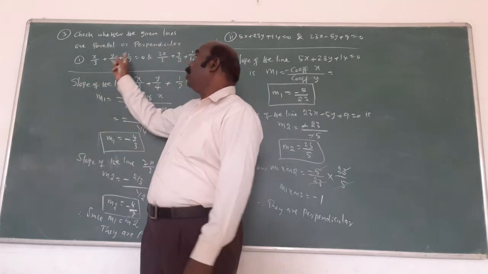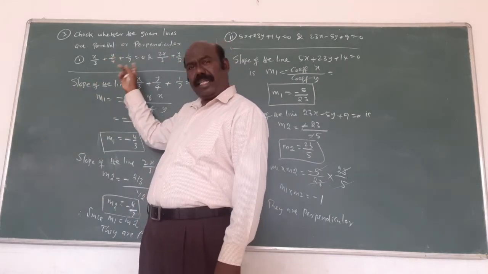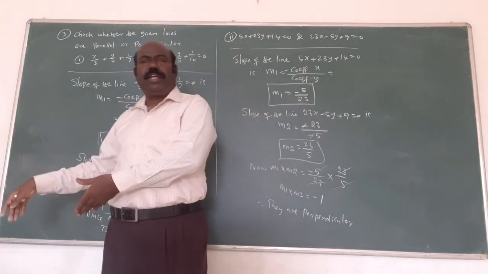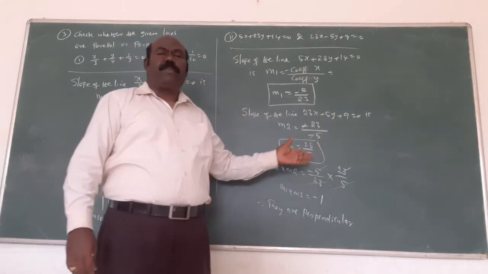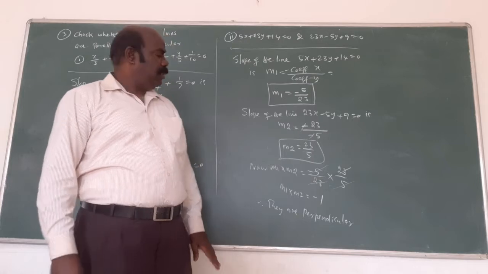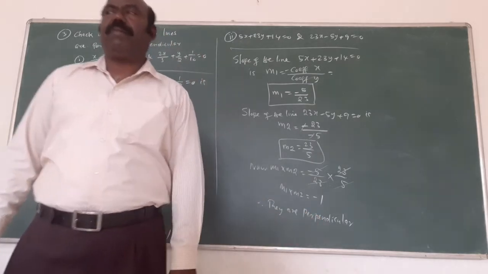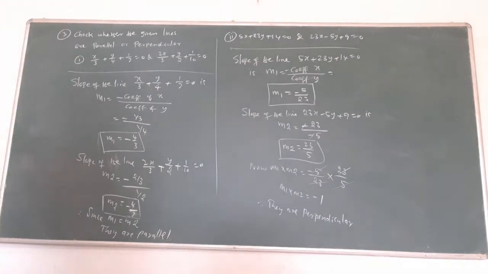The question asks to show whether the given cases are parallel or perpendicular. Definitely, either both slopes will be equal, or otherwise the product of the two slopes will come to minus 1, and they are perpendicular. In this type of question, it is a very important and very simple concept. You find the slopes m1 and m2. If they are equal, they are parallel. If the product of the two slopes is minus 1, they are perpendicular. That's all.